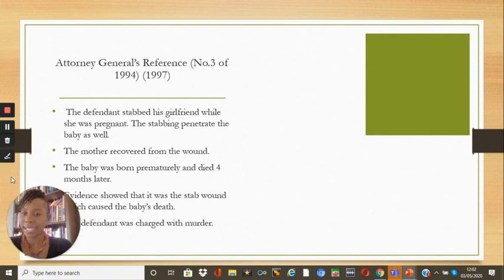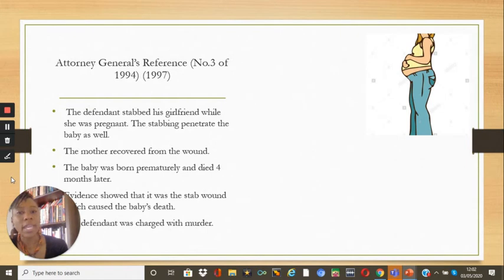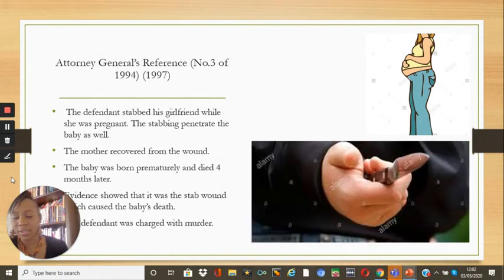This is the implication it has for other cases. Let's look at Attorney General's Reference No. 3 of 1994 (1997). We're going to put it into context and see how the rule from Enoch and Poulton affected the decision in this case. So we have a mother who is pregnant, as you can see in the photo. And we have a boyfriend with a knife. Never a good ending to come about. So the boyfriend is the defendant, and what he did was he stabbed his girlfriend while she was pregnant.